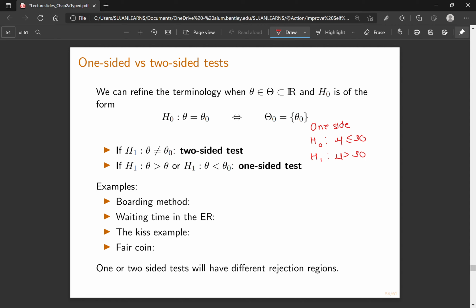Another one we have is the two-sided hypothesis. In a two-sided hypothesis, we are trying to see whether something is equal to something or not. Like for example, in a fair coin flip, we're trying to see whether the P is equal to half or it's not.